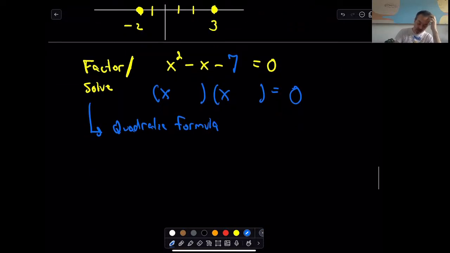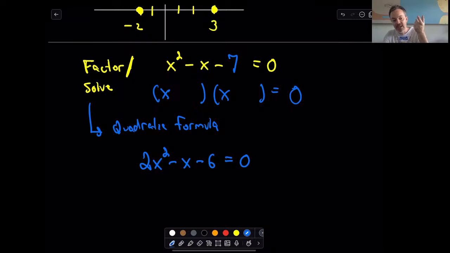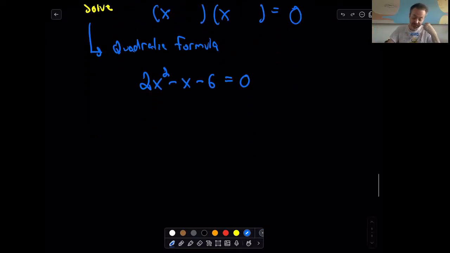And the same thing, what if it was x squared minus x minus 6 equals 0, but instead of x squared, what if I had 2x squared? If that coefficient is not just a 1, that trick of finding two numbers that multiply to negative 6 and add up to the middle coefficient no longer works. So what do we do? Again, I would use the quadratic formula.